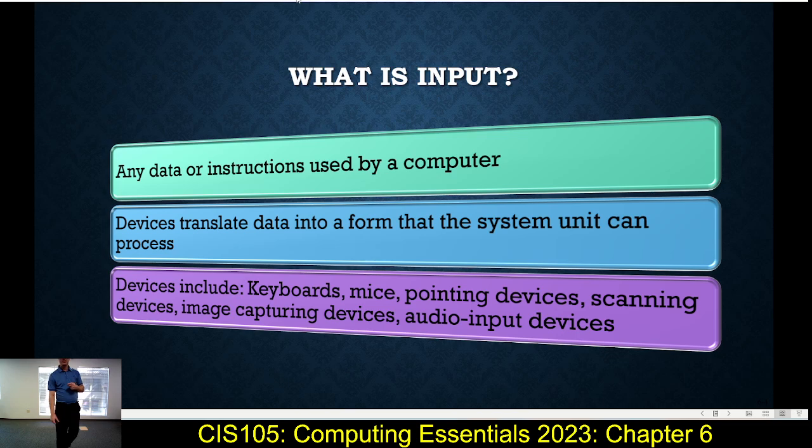Input is any data or instructions used by a computer. These devices translate data into a form that the system unit can process. So we're trying to tell this object in front of us what to do, and in order to do that, we need input devices. Keep in mind, there are way more input devices than output devices, because as humans we need many different ways to tell these objects what to do. I'm going to go over all the stuff we see on the screen today.